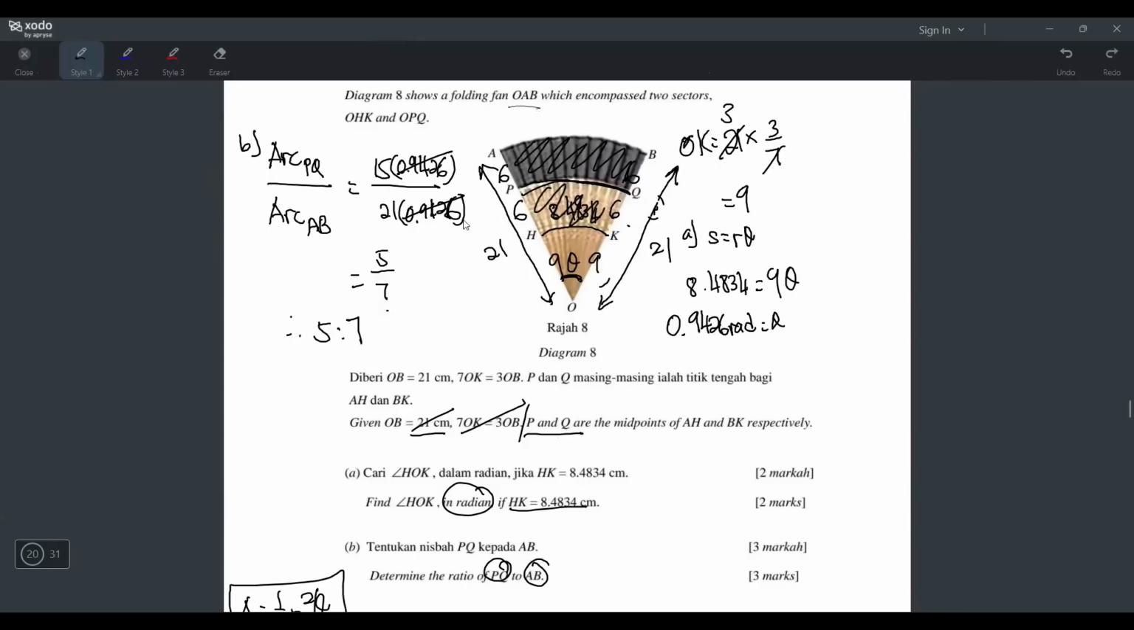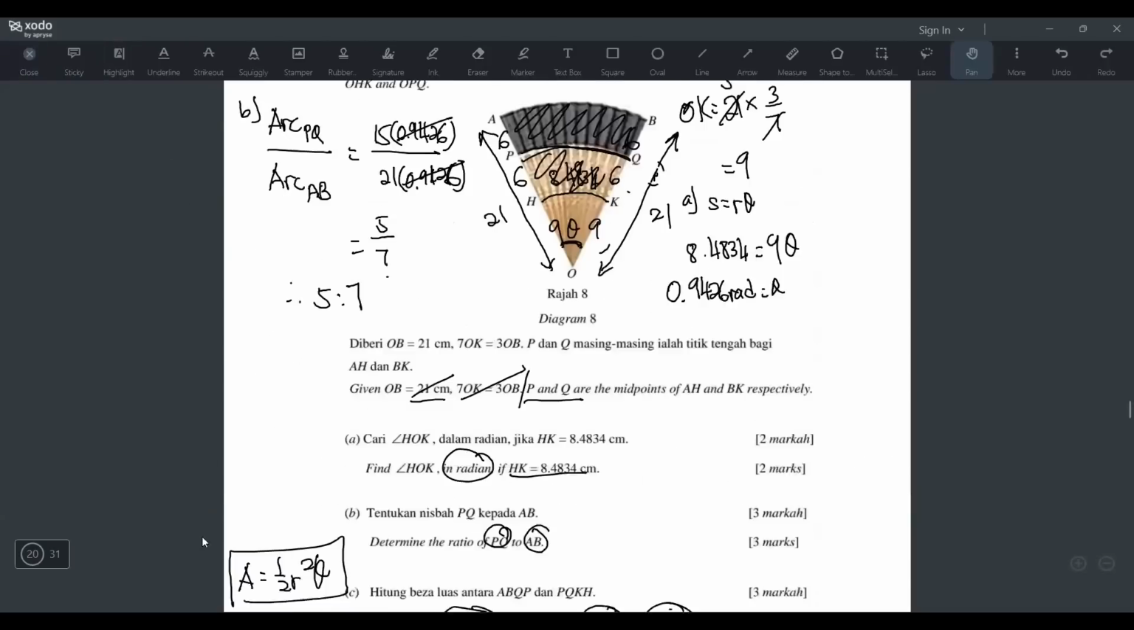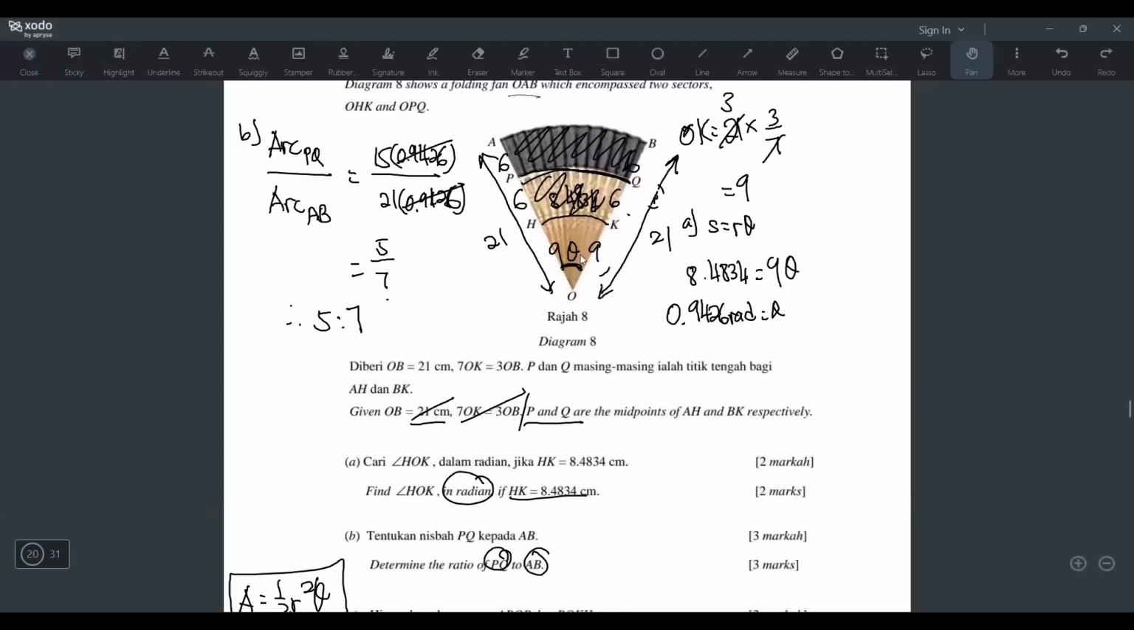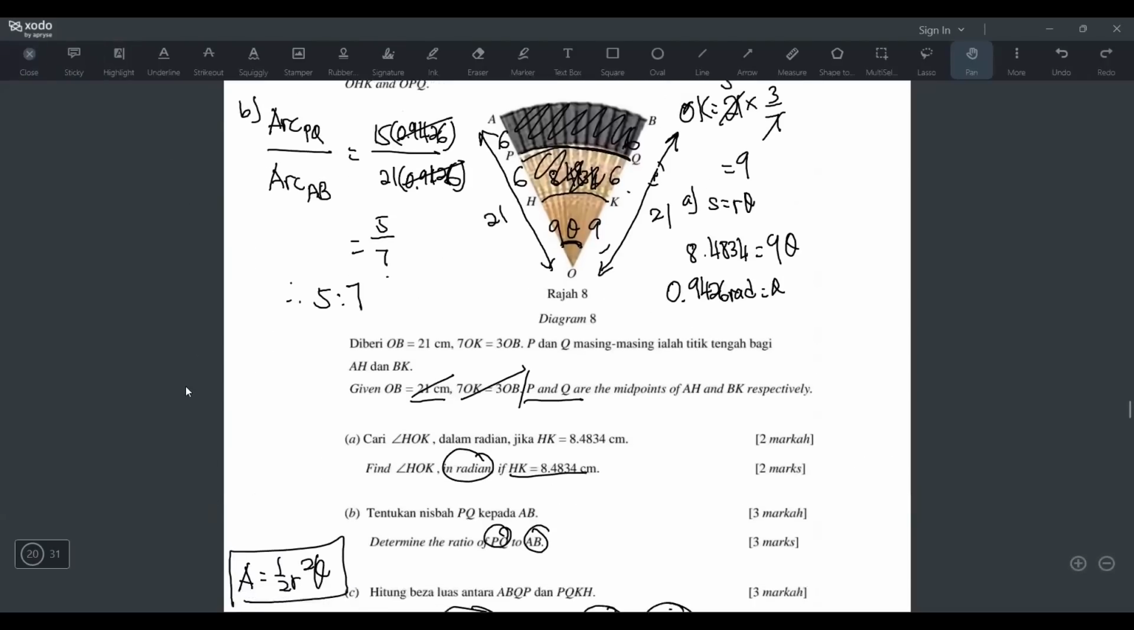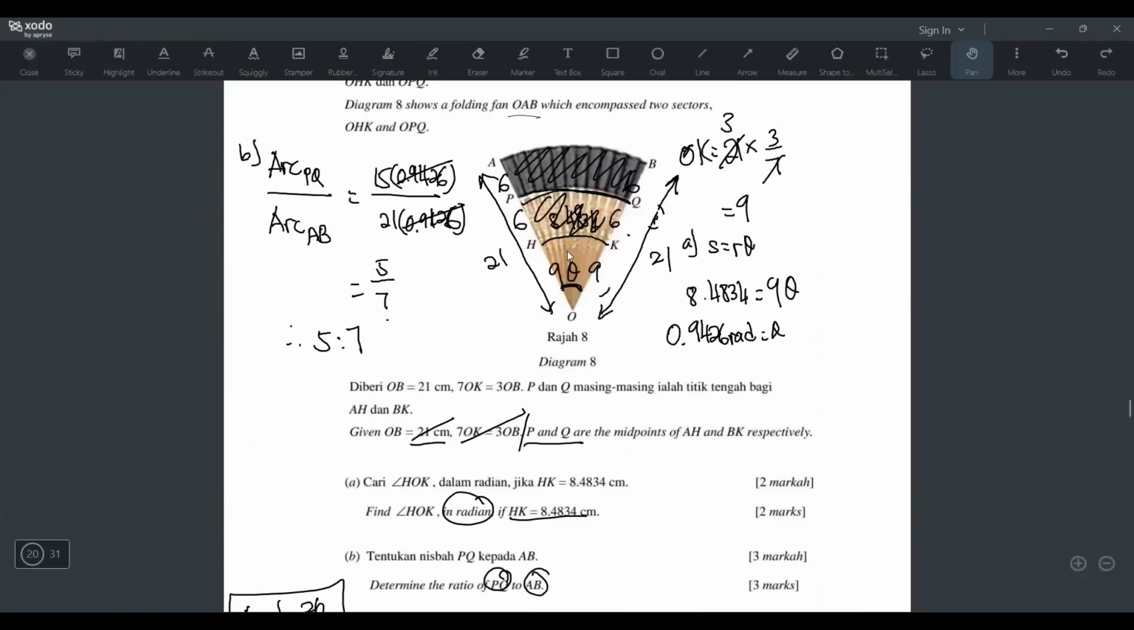But the OPQ sector, you already found it just now. Straight away take it, 106.0425, right? Yeah, you found it just now, 15 square. Because for this OPQ sector, the radius is 15, the theta is 0.9426. So you did it already, so you just copy it. Okay, and then minus the area of the smaller sector.